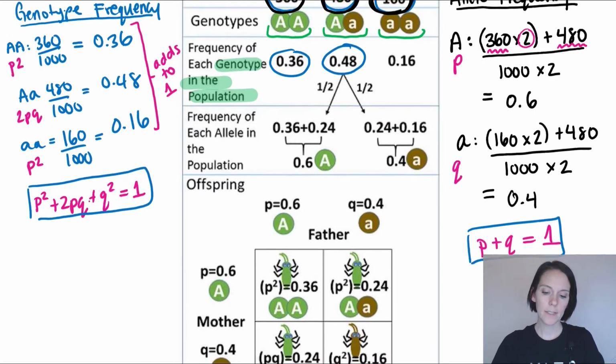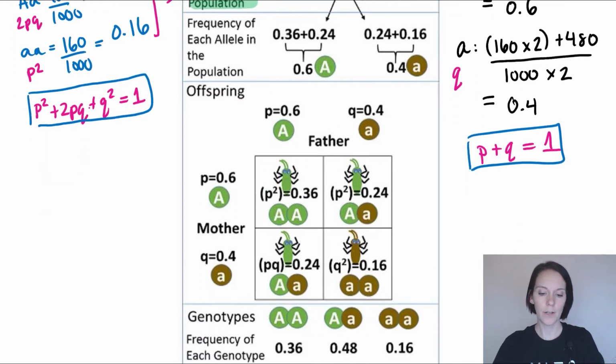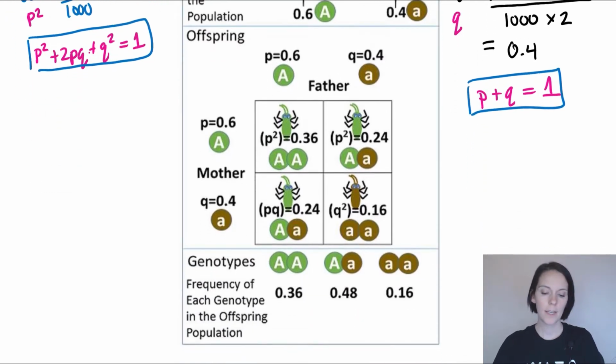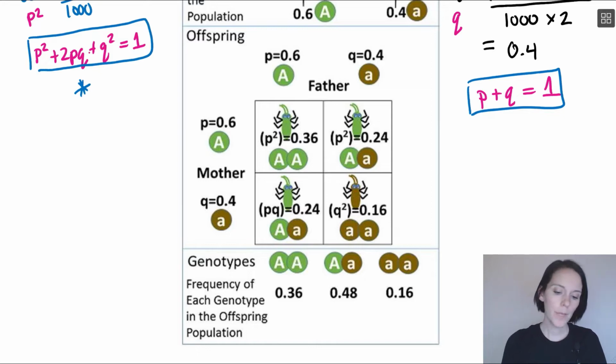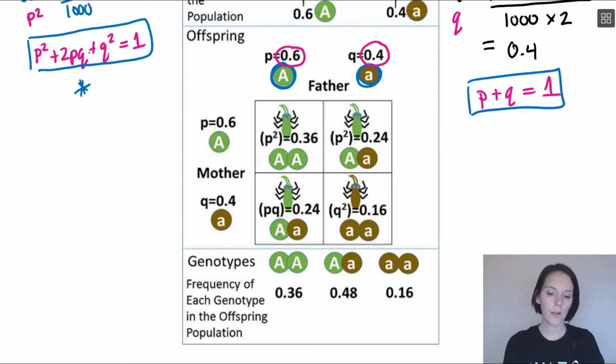And it kind of makes sense if you do a Punnett Square here using our allele frequencies. This is how we derive this first formula over here. So our big A allele, remember, is given by P, and the allele frequency we calculated for P is 0.6. Then our little a allele, which is given by Q, we calculated to be 0.4. For our mother and our father, we have the same allele frequencies.